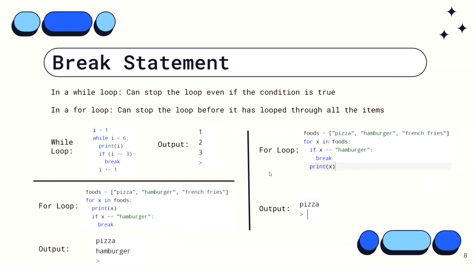Now for another example for the for loop, you can see right here, our break statement is before the print, while here our break statement was after the print. Now, if your break statement is before the print, it's not going to print out this value right here. So it just ends at pizza. But in the previous example, the break statement was after the print, so it prints out hamburger. So those are the two examples for the for loop break statement.